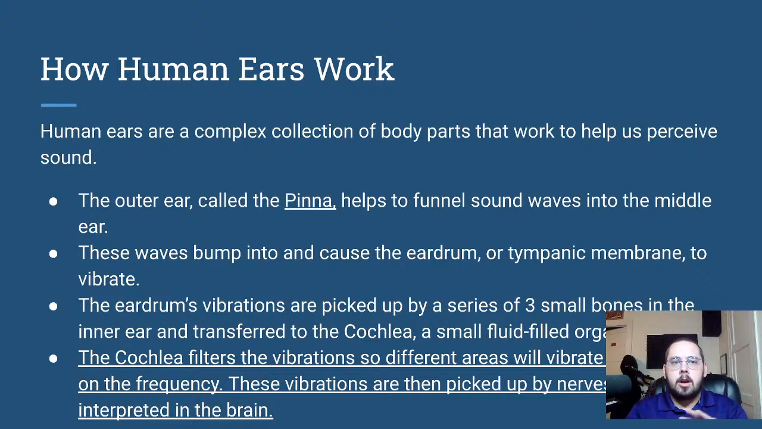So different nerves getting stimulated will tell your brain, "Hey, this is a high note." If it's happening a lot, your brain knows it's loud versus it's a quiet sound.